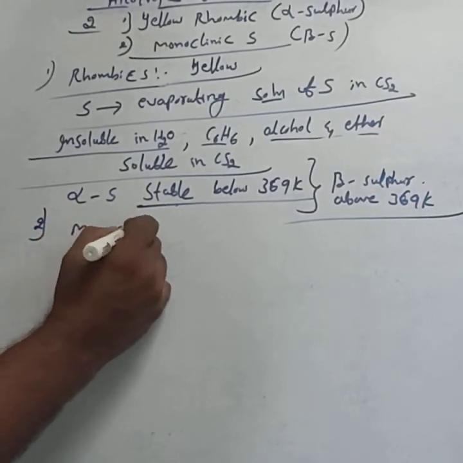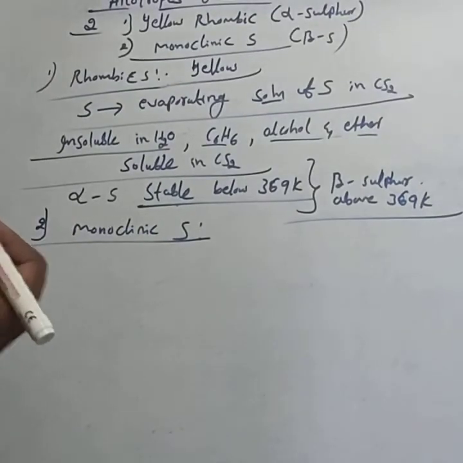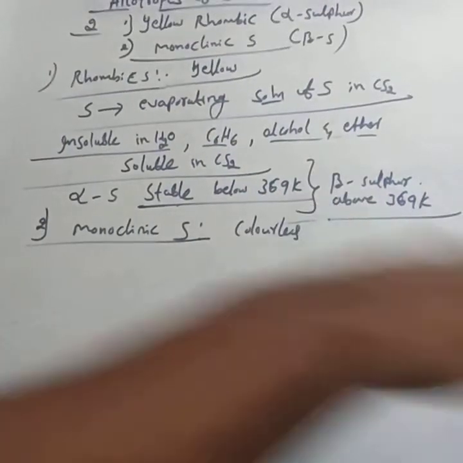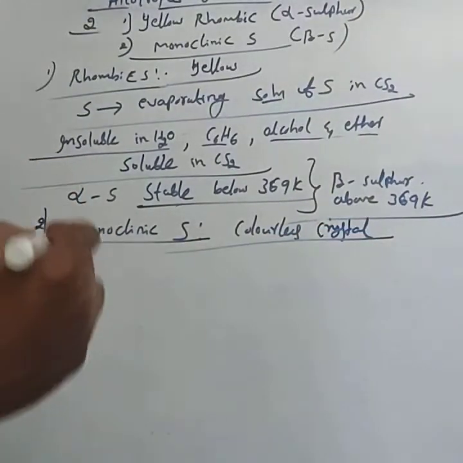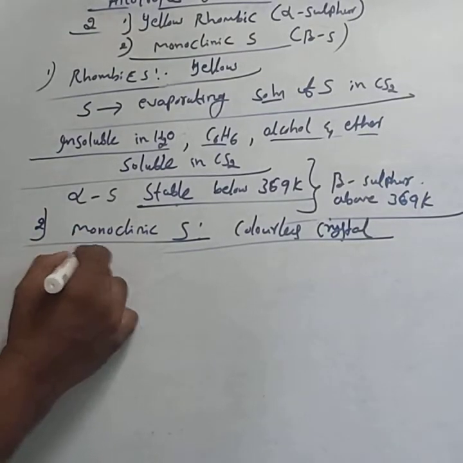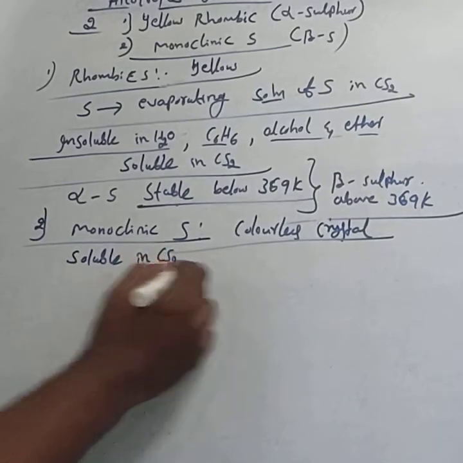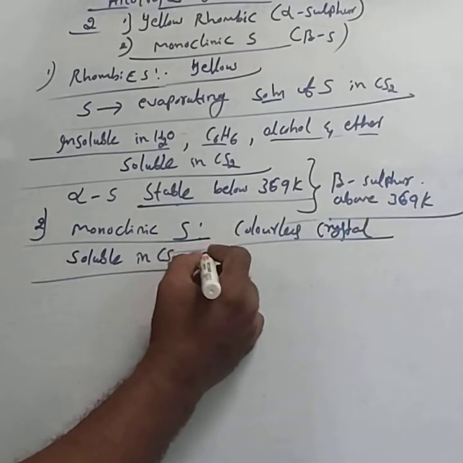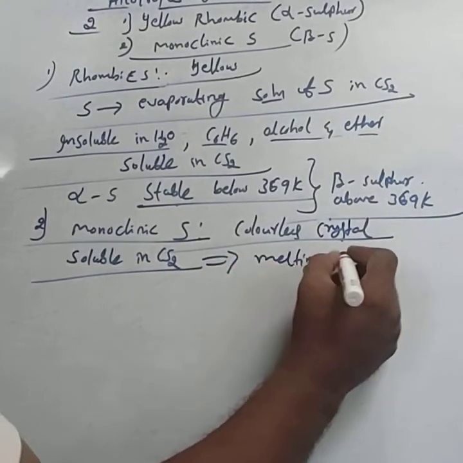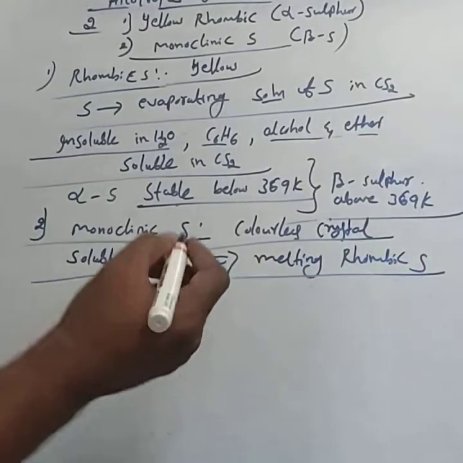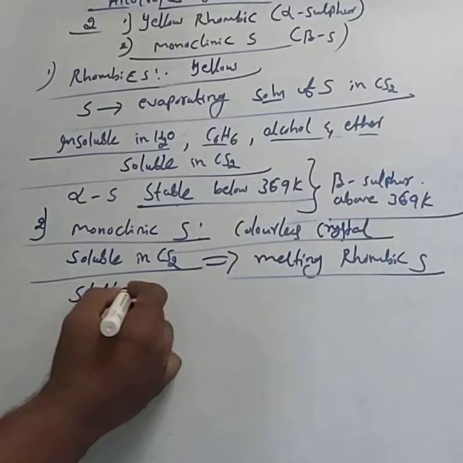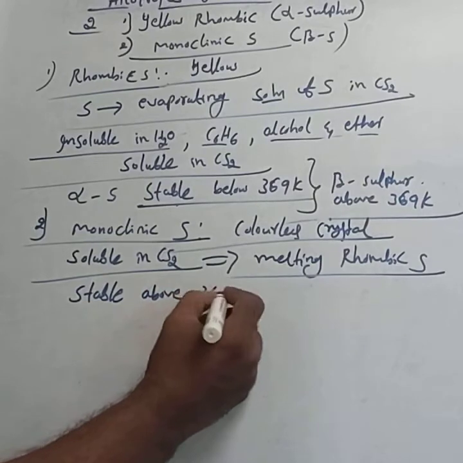The second one is monoclinic sulfur. This monoclinic sulfur is a colorless crystalline solid, colorless crystal. Rhombic sulfur is yellow crystal, while monoclinic sulfur is colorless crystal. Monoclinic sulfur is also soluble in carbon disulfide. It is prepared by melting rhombic sulfur. By melting the rhombic sulfur, we get the monoclinic sulfur. Monoclinic sulfur is stable above 369 Kelvin.